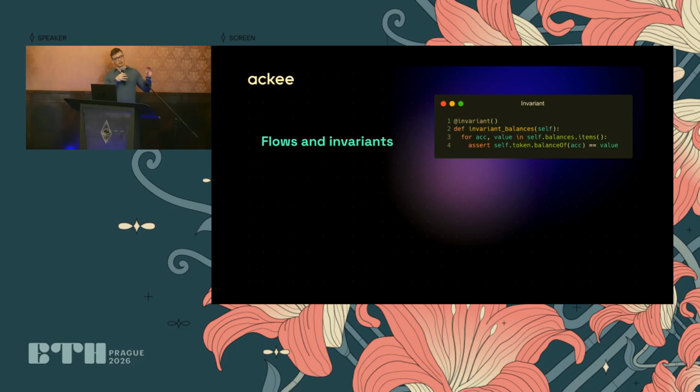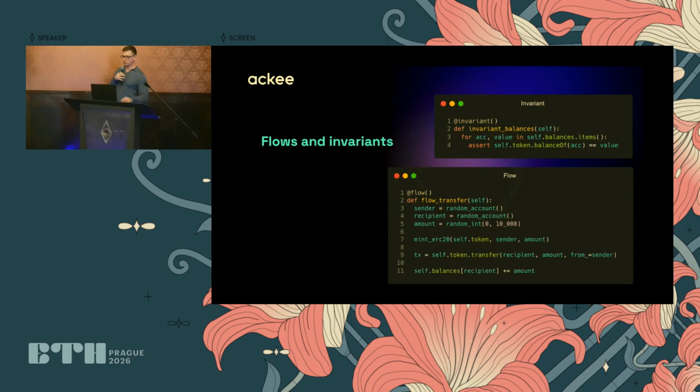Anyway, this is the syntax. In Wake, each fuzz test is a class, and so it has methods. Invariants are automatically checked after each flow, which is like an independent step in the fuzzer. These have to be decorated with the invariant decorator, and I usually use the invariant prefix just to make it clear it's an invariant. Inside you can define any Python logic and it will just execute after each flow of the fuzzer.